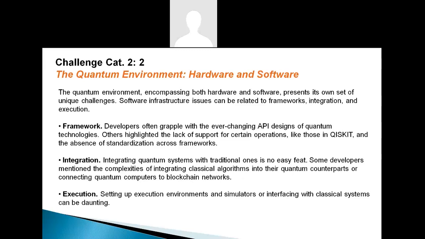Here, the framework is a very big challenge, providing API design for quantum technologies. For example, when we are using a tool like Qiskit, we do not actually have a standard to make a framework for the particular tool. Next, integration of quantum systems with traditional ones is not that easy, because we have to shift from the classical computer to the quantum computer, not jump directly to quantum computers. So we have to correlate our classical computer to the quantum computer. That is also a very big challenge when we are going to work on quantum computers to make a blockchain network or other applications. That's why setting up an execution environment and simulation is basically a challenge.